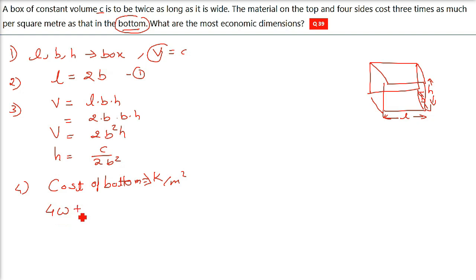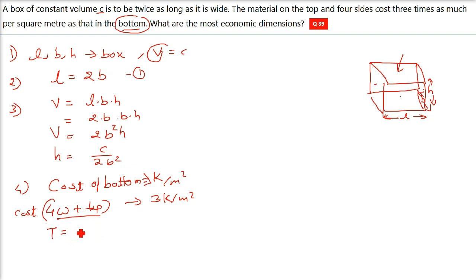And then the second thing will be the 4 walls and the top. This is going to be taken separately. 1, 2, 3, 4, these are the sides and this is the top. And this is going to be 3 times, this is 3 times being given. So this cost will be 3 times, so 3k you can call it. It is 3 into k. This is the only relationship which is given in the question.